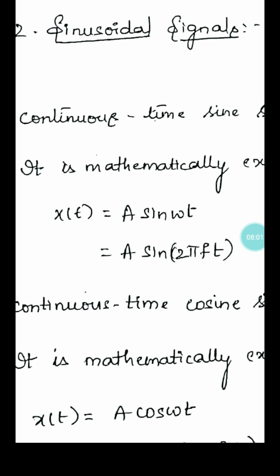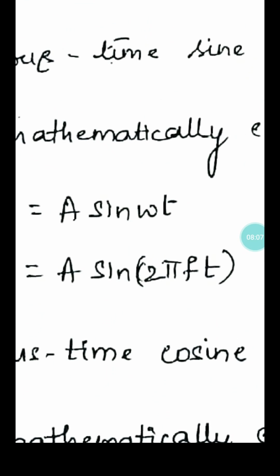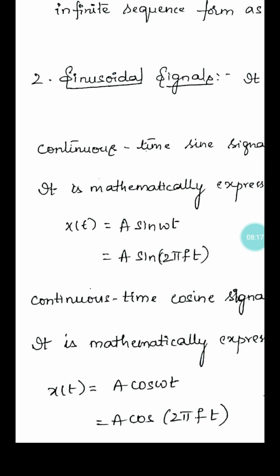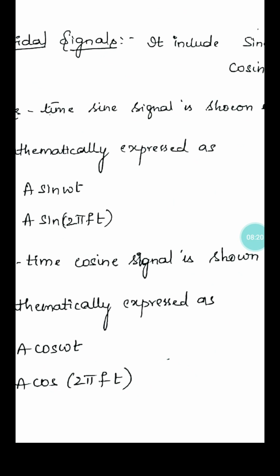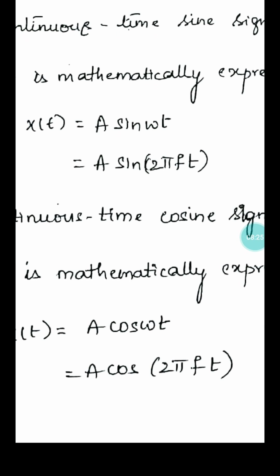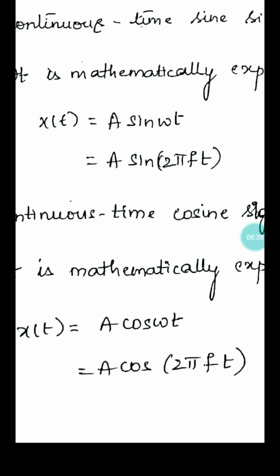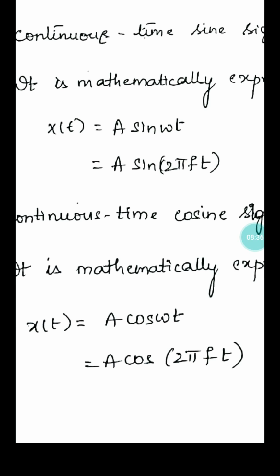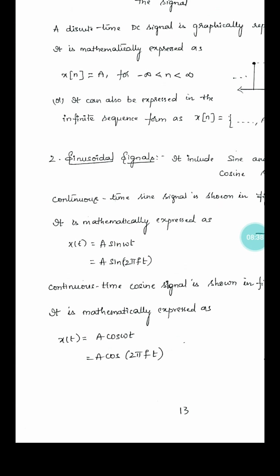Omega is the angular frequency. We can also write omega equal to 2 pi f. So x of t equal to A sine omega t is converted into A sine 2 pi f t. Now the continuous time cosine signal is also the same. The cosine signal is represented with cos having some amplitude. The equation is x of t equal to A cos omega t. Again omega we can write as 2 pi f, so it changes into A cos 2 pi f t. This is the continuous representation.